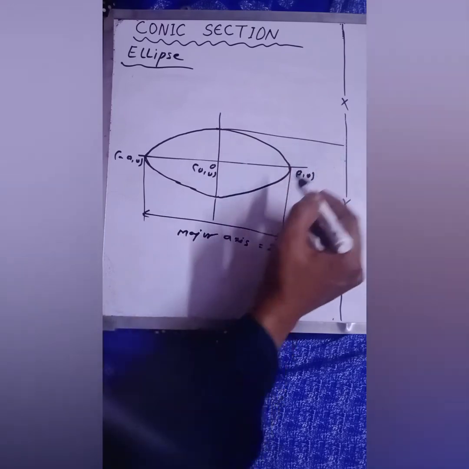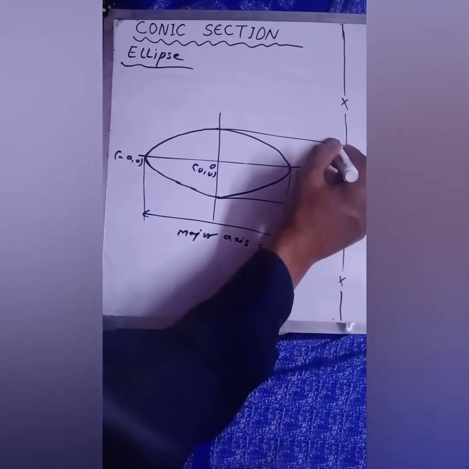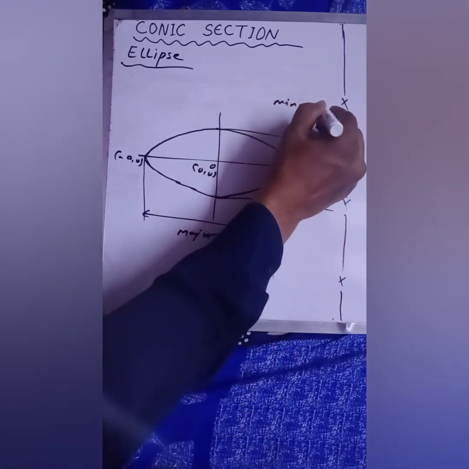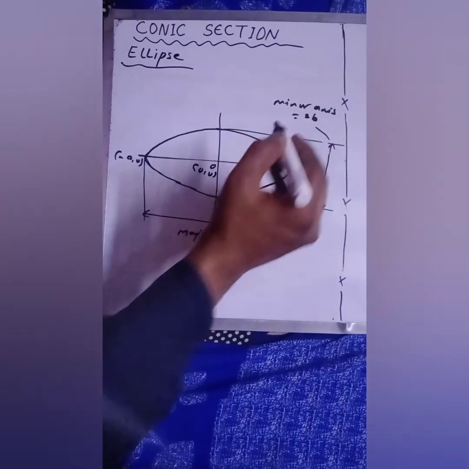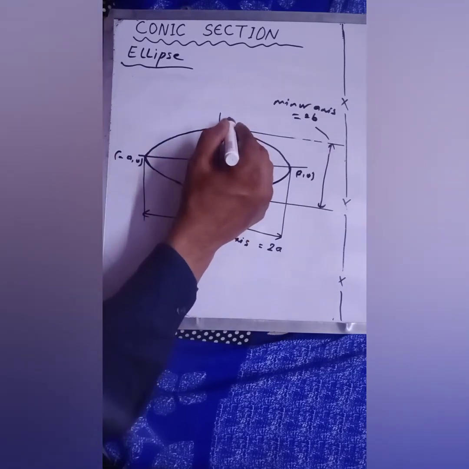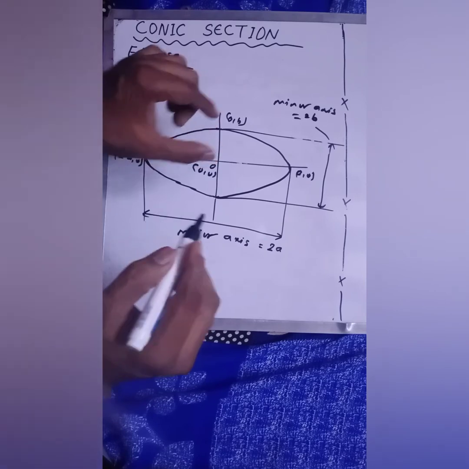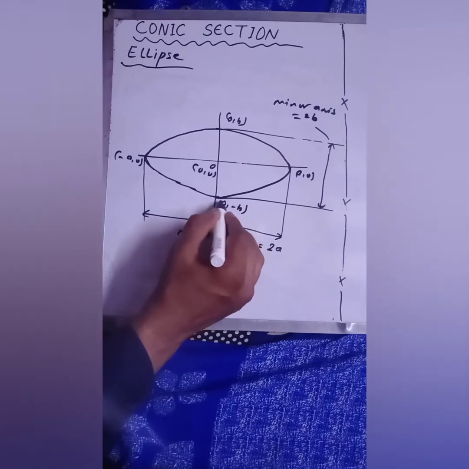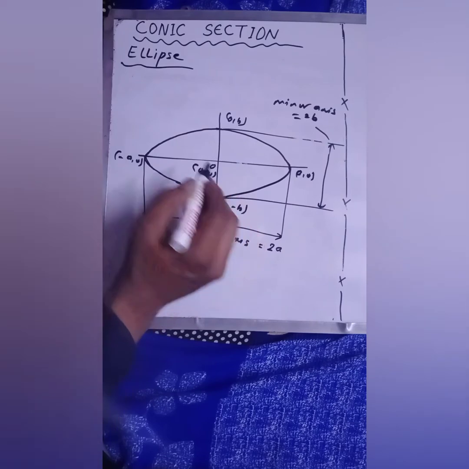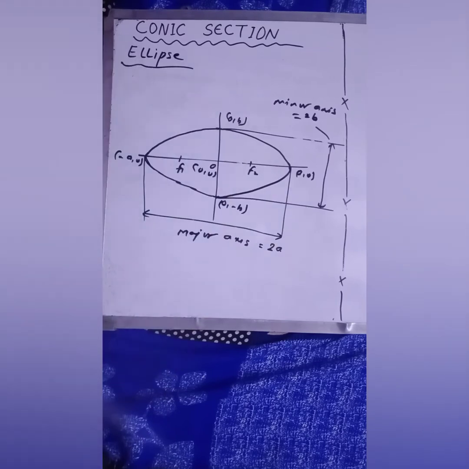Similarly, this distance is called minor axis. Okay, so its value is 2b. That means this coordinate is 0 comma b. This distance is your b, and similarly this is also b. The coordinate at this point will be 0 comma minus b. Got it? So this ellipse has two foci, f1 and f2.